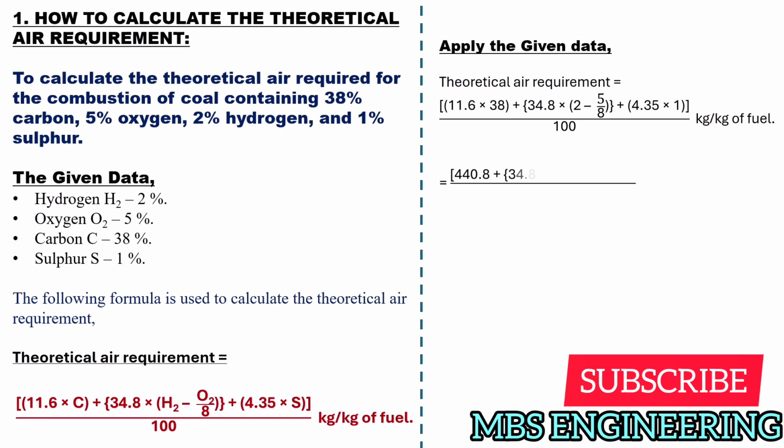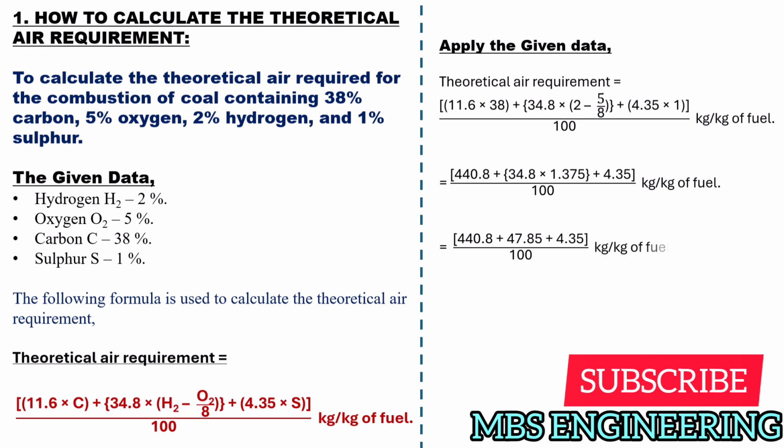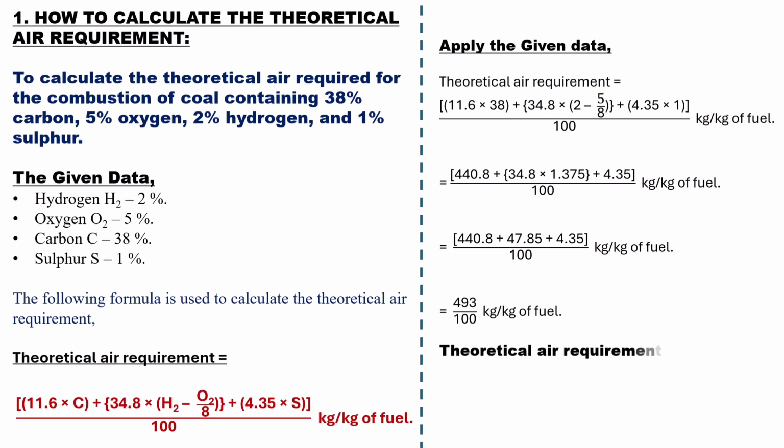Next, please refer to the step-by-step calculations for a better understanding. Theoretical air requirement is equal to 440.8 plus 47.85 plus 4.35, and then the obtained value is divided by 100. Its unit is measured in kilograms per kilogram of coal. Next, further simplified, 493 is divided by 100 kilogram per kilogram of coal. Therefore, the theoretical air requirement is 4.93 kilogram per kilogram of coal.